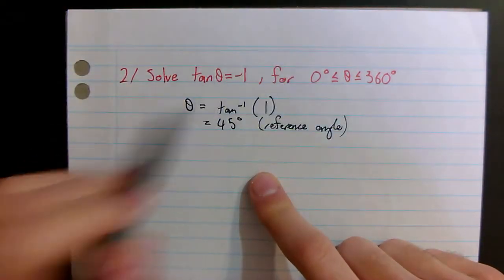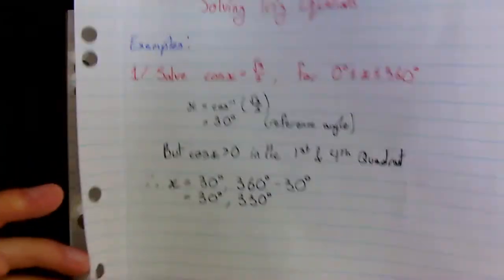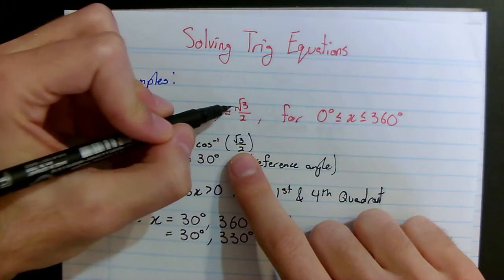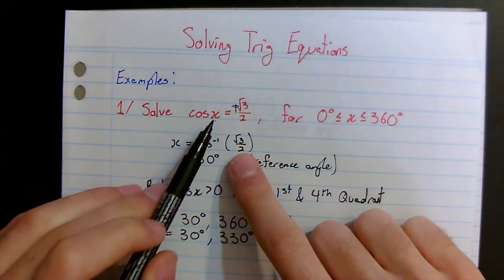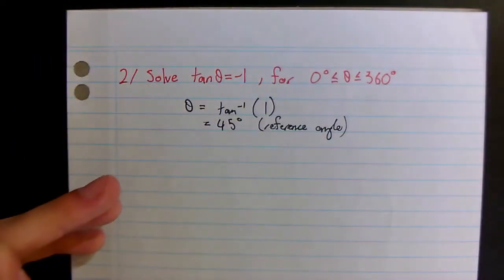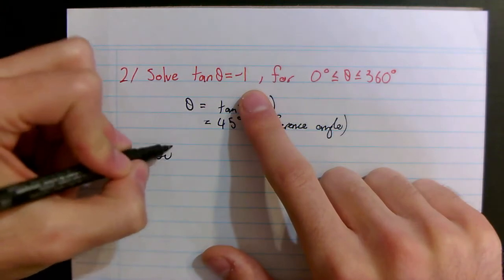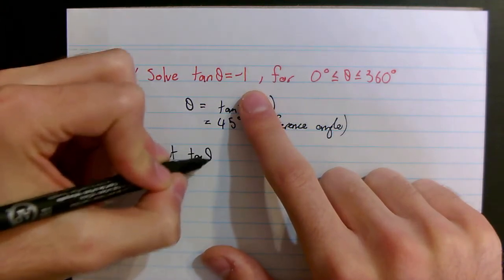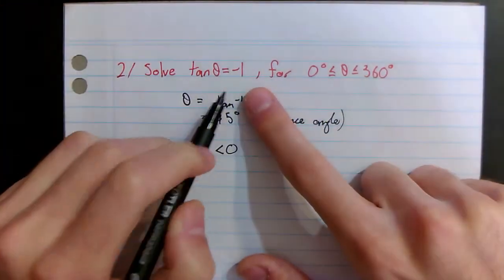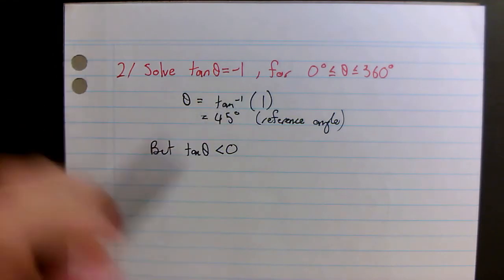And now this is where the negative comes in. Likewise with the previous example, where we said that it was greater than 0, therefore it lies in the first and fourth quadrants, we're going to use similar reasoning here. What we observe is that tan theta is less than 0, or negative, which means that it lies in the second and fourth quadrants by the ASTC rule.